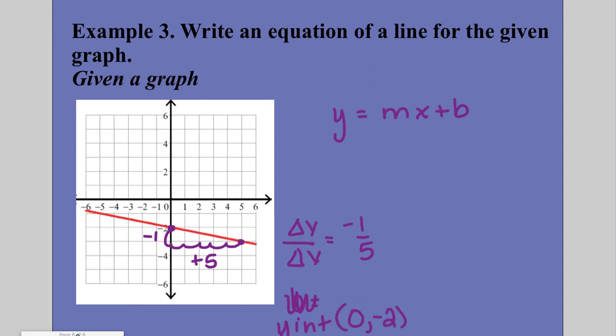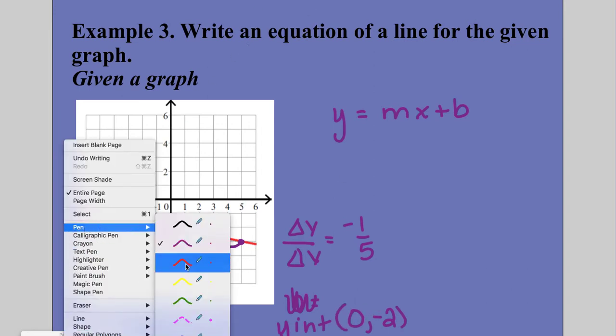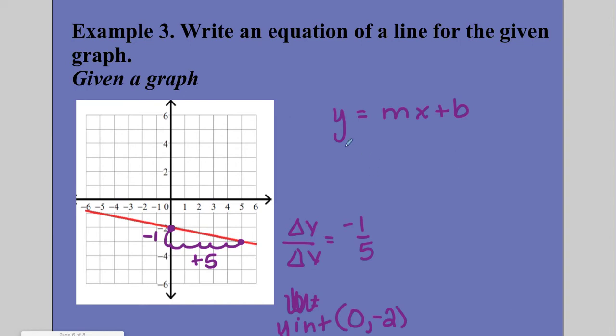Now, all I have to do, and I'm going to change colors so you can see it, is substitute those values directly into this formula. So y equals negative 1/5 x minus 2. Nice. Okay. And we're going to be doing some more like that. But again, given a graph, usually the easiest one to use, as long as the line goes through the y-intercept, would be slope-intercept. Hopefully you're seeing why I feel like each of these is a more efficient way to write the equation of the line.